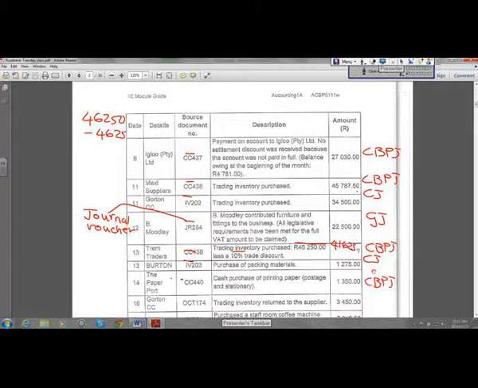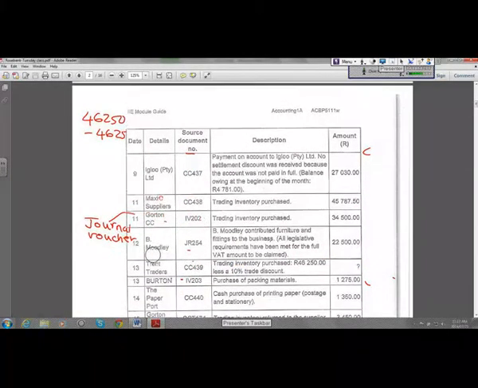I just need to erase this. So I'm sure by now it's becoming easier and easier for you to know exactly where the transactions are supposed to go, which is the most important thing in this section.